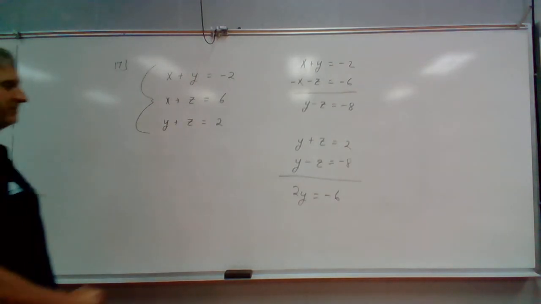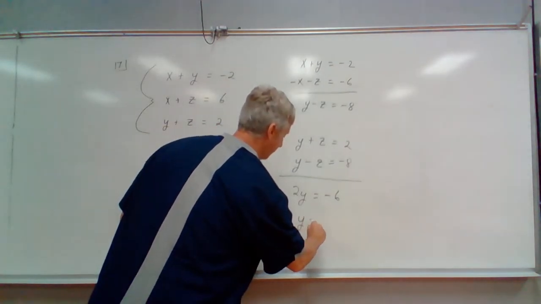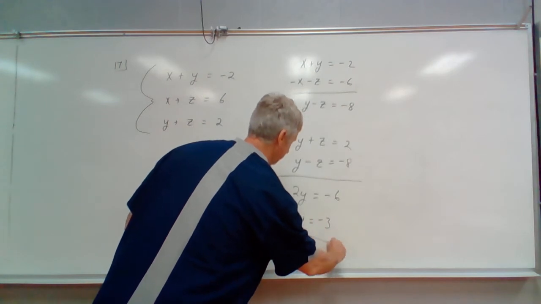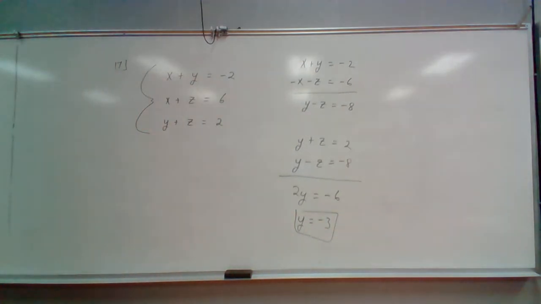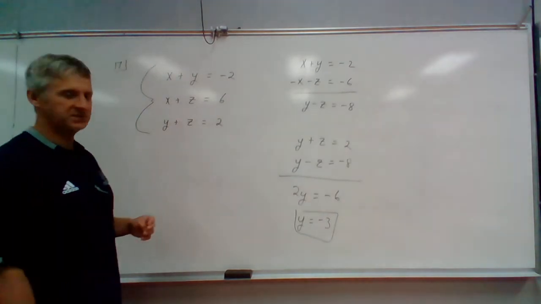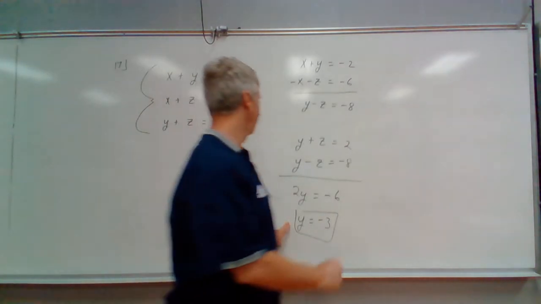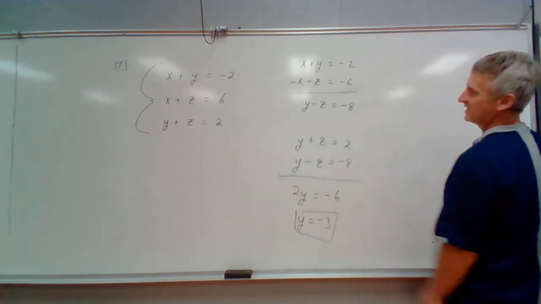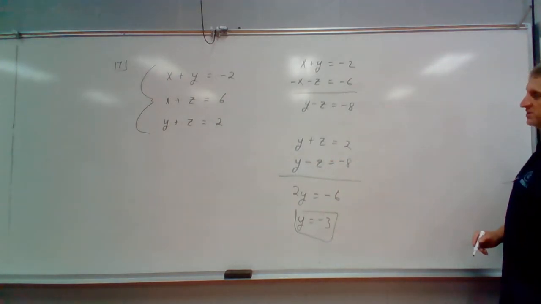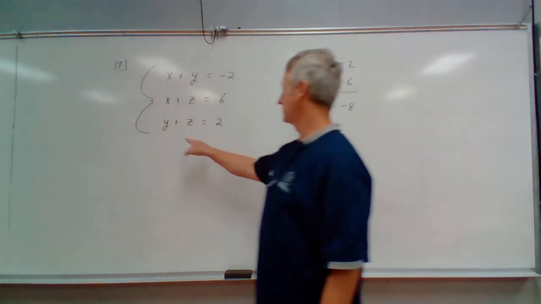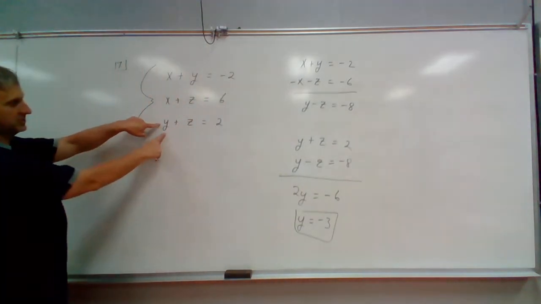So now I can solve that for y. So y is -3. Awesome. So I figured out one of my variables. All right, then it should be really, really easy to figure out the rest. Once I know y is -3, I can plug that back into any of these equations I really want. Let's just put it in right here.